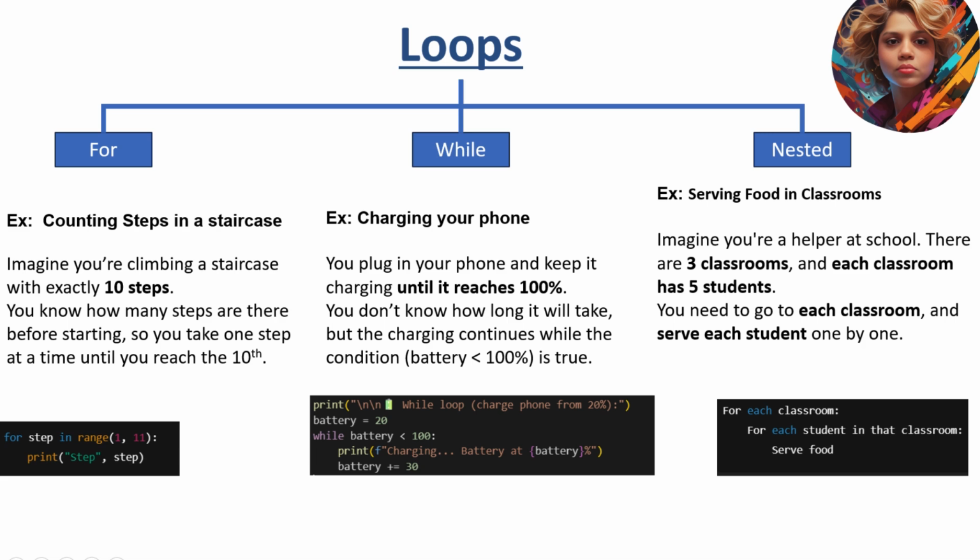Nested loop. Real-time example, serving food in classrooms. Let's say there are three classrooms, each has 5 students. You go to each classroom and serve food to each student. So that is a loop inside a loop. It is also called a nested loop.